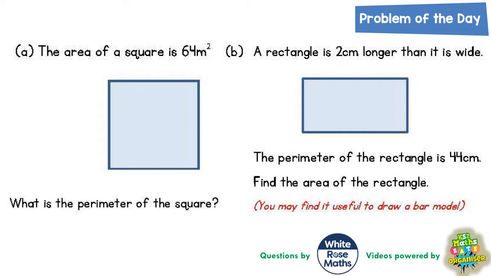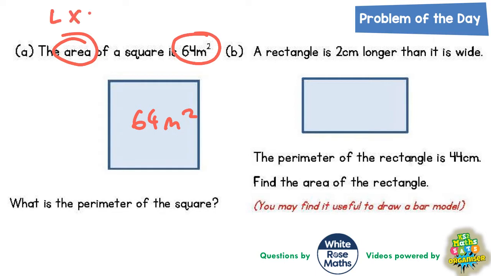Question A says the area of a square is 64 metres squared. So that's 64 metres squared. What is the perimeter of the square? Well, to find the area of a square or a rectangle, you do length times width, or L times W for short. So length times width must equal 64.